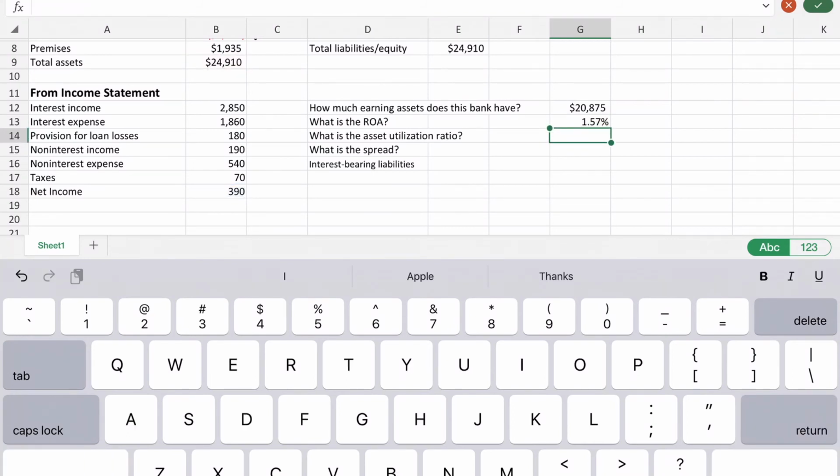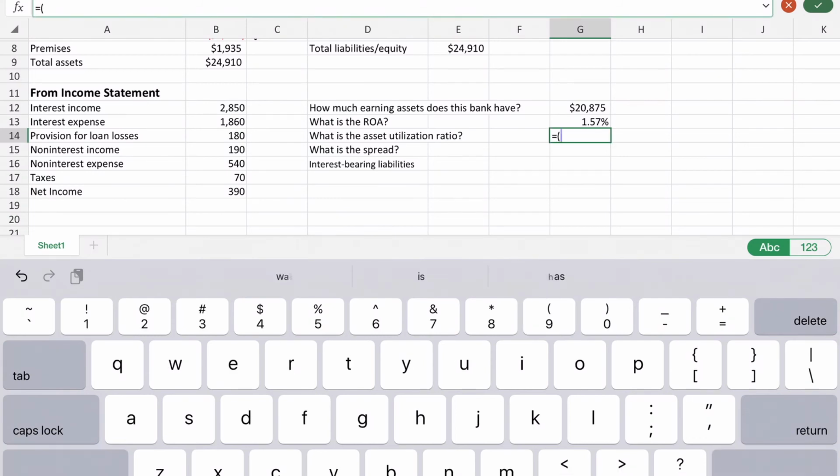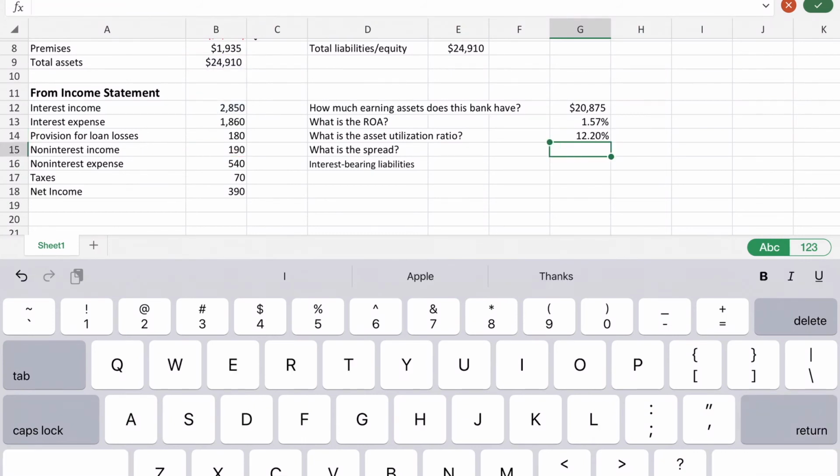The next question asks what is the asset utilization ratio. So once again, your asset utilization ratio is operating income divided by total assets. We need to first calculate operating income. As I mentioned previously, operating income is simply interest income plus non-interest income. So I need to sum those together for operating income and then divide by my total assets, and I get an asset utilization of 12.2%.